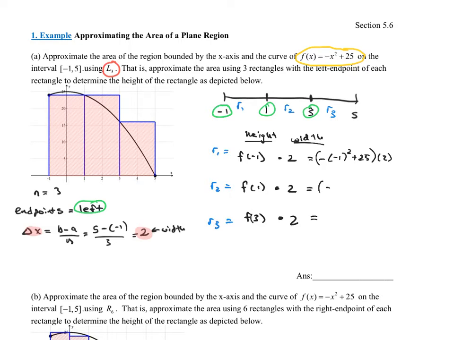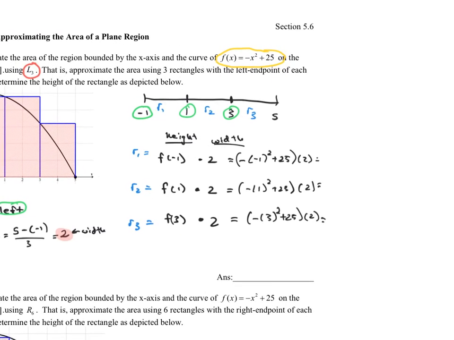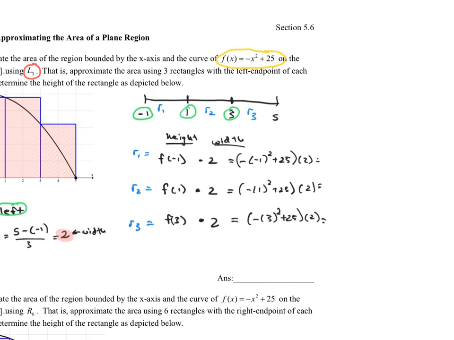Same thing with 1. Negative 1 squared plus 25. Whatever that value is times 2. And same thing with 3. Negative 3 squared. Be careful with your parentheses there. Very important to be careful with your parentheses. And you get each one of these values. So that's going to be the area of each one of the individual rectangles.